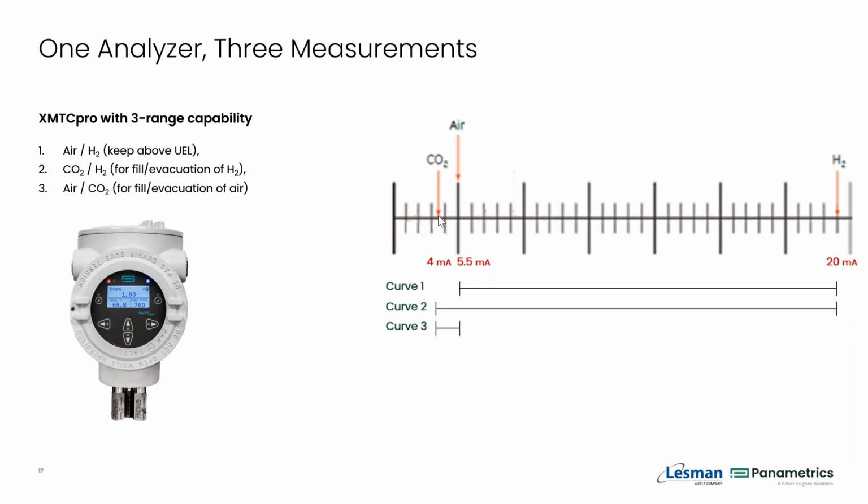What we would do is call 4 milliamps carbon dioxide, and your span gas then is hydrogen at 20 milliamps. And air would fall at or around 5.5 milliamps, okay? The transmitter then would hold 3 calibration curves. Curve 1 would be your air and hydrogen, which is 5.5 to 20 milliamps. Curve 2 is your full range scale, and curve 3 is in fact your 4 milliamps to 5.5 milliamps. So by having 1 transmitter, you can actually do 3 applications, or 3 portions of that 1 application.